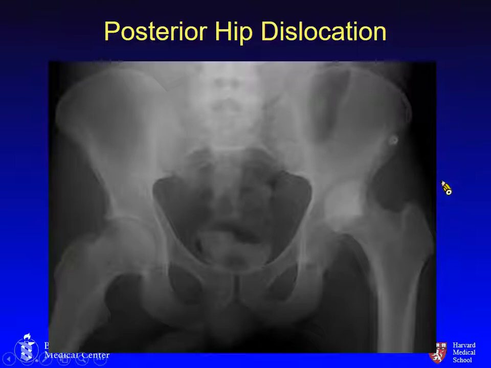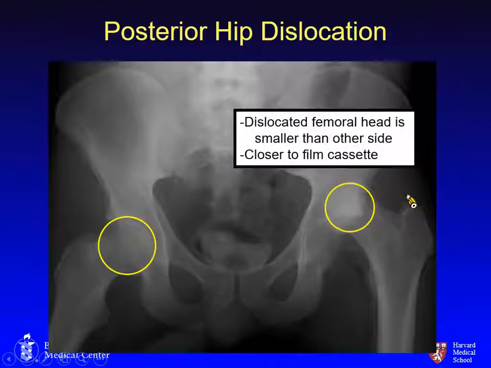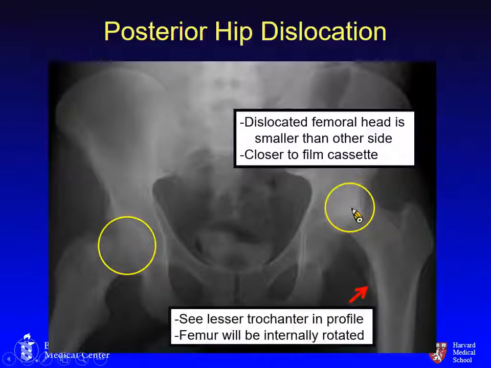Now this one should be fairly obvious, but one trick is that typically the femoral head, if it's posteriorly dislocated, is going to be a little smaller than the normal side, because it is going to be closer to the film cassette, right? So you can kind of see this relatively small. And the other thing is that typically when it's dislocated posteriorly, the lesser trochanter will be seen in profile because the femur will be internally rotated.